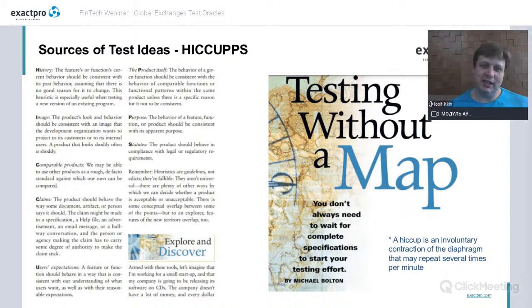HICCUPPS is a mnemonic to remember, and we can use the history of how the system behaved previously. We can use the image that the product has externally, internally. We can use information about comparable products. We can use claims made in documentation, on the website, etc. We can use user expectations, what they can expect from the system. We can use the product itself for ideas on consistency, so different parts of the product should behave consistently. We can look at its purpose: what is the meaning of the application, why does it exist? And use it to define implicit test oracles.